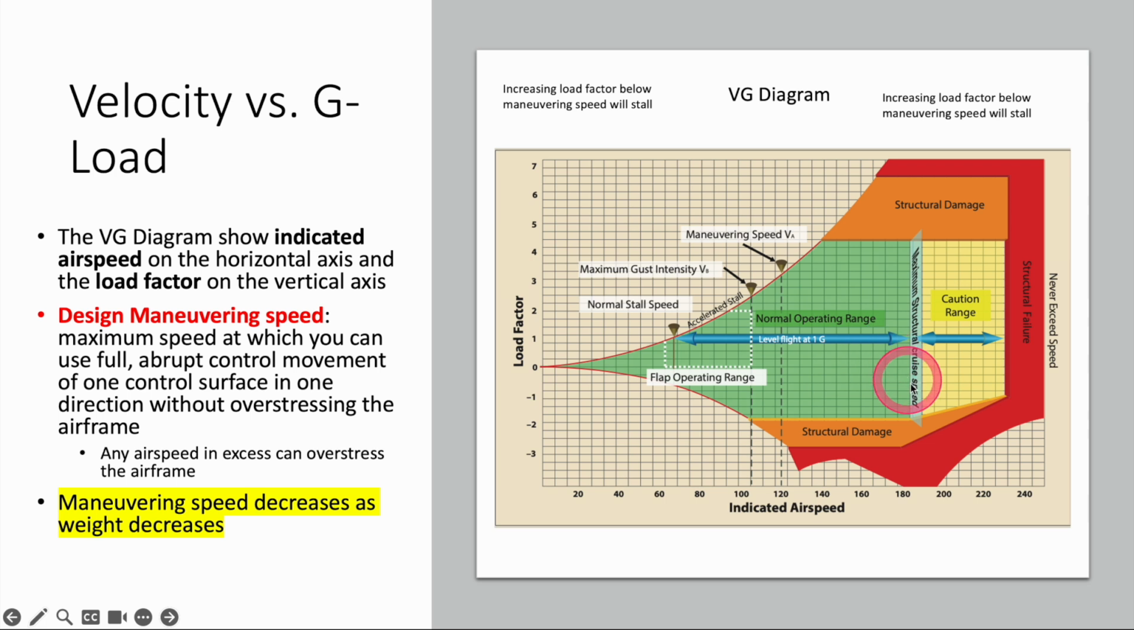And velocity G load, so this is called a VG diagram, and this is comparing your airspeed and load factor to structural limitations of the aircraft. So operating in the green range at 1G, which is this blue arrow right here, the airplane is within a safe region. As it exceeds maximum structural cruising speed, it gets into this caution range right here. If you were to go beyond that and exceed VNE, never exceed speed, you reach this red region right here, which you could have structural failure.